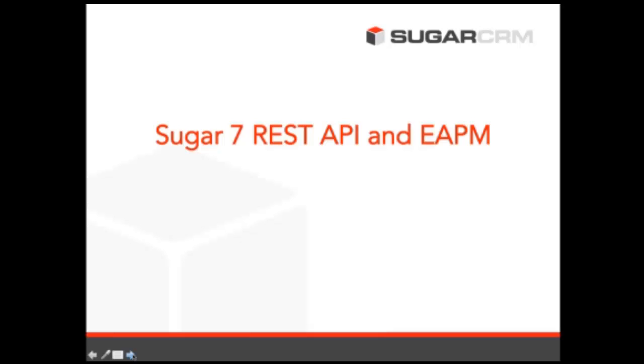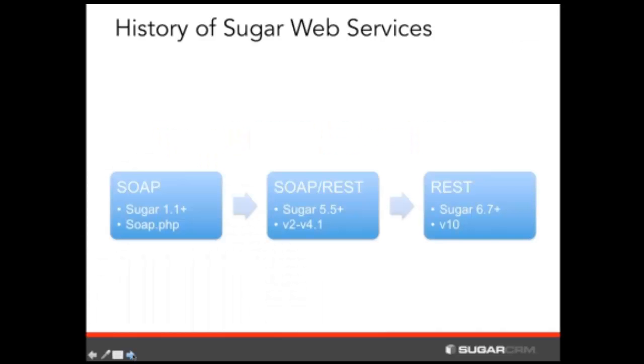Jumping into the meat of everything, what we really want to talk about today is the Sugar 7 REST API and EAPM. One of the best ways to look at where we've been with web services is to look at the history of things. There are probably a few people on the phone that have been in the Sugar ecosystem for so long that they remember when the only option was the soap.php endpoint. I had to do some research myself. As it turns out, this came alive with Sugar 1.1 and has been a mainstay ever since. We're coming up on close to 10 years of soap.php, which is a pretty impressive run in and of itself.